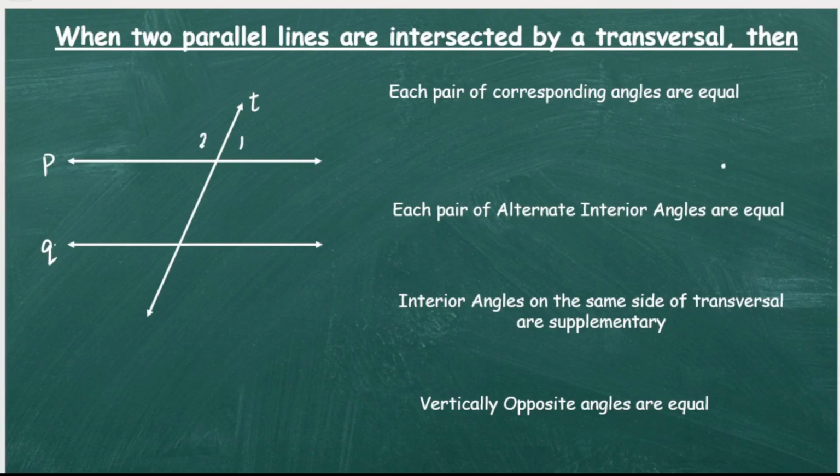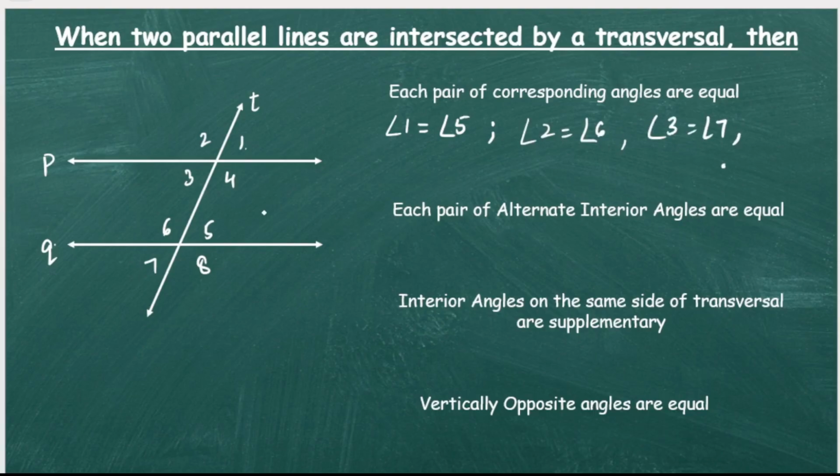So this was angle 1, 2, then we have 3, 4, 5, 6, 7, 8. Now, whenever two parallel lines are intersected by a transversal, we have these relations. The first one is that each pair of corresponding angles is equal. That means angle 1 and its corresponding angle 5: angle 1 will always be equal to angle 5. The other pair of corresponding angles is 2 and 6, so angle 2 is always equal to angle 6. Angle 3 will be equal to angle 7, and finally angle 4 will be equal to angle 8. Always remember, corresponding angles are always equal.